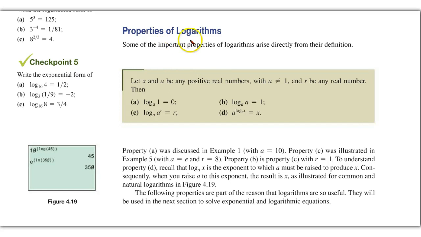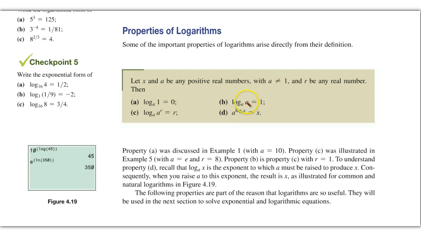Now, for properties of logarithms, we're going to develop some definitions as we look at them. And remember, our a, which is our base here in many cases, cannot equal 1. And r can be any real number. Now we said, if our base is a, and the answer is 1, the only answer that it could be is 0. Any base to the 0 power is 1. So this is an important definition.